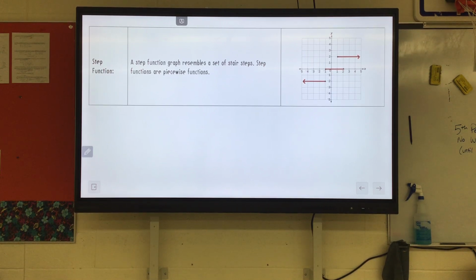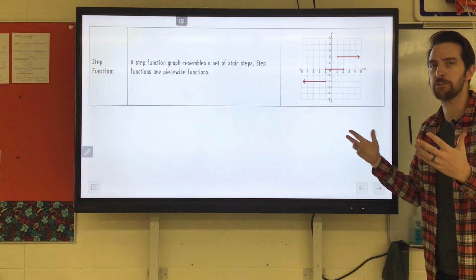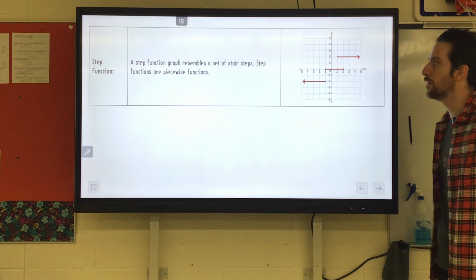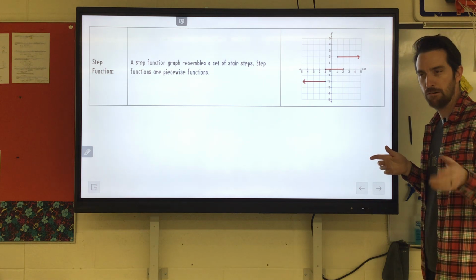Today we're graphing step functions. If you look at the picture here, a step function graph represents a set of stair steps. Step functions are piecewise functions, which we're going to talk more about tomorrow.